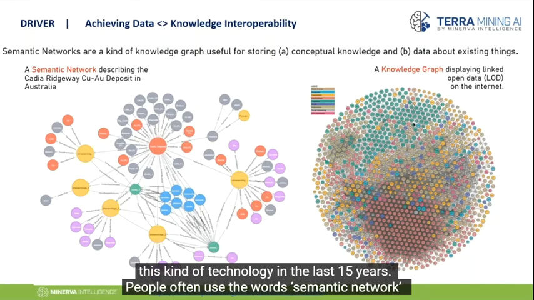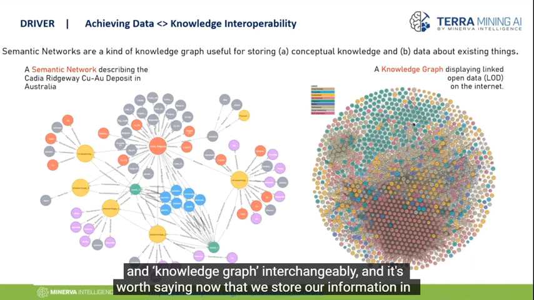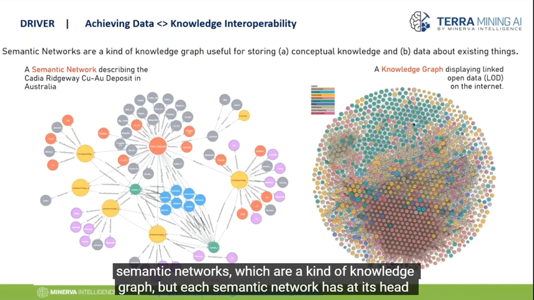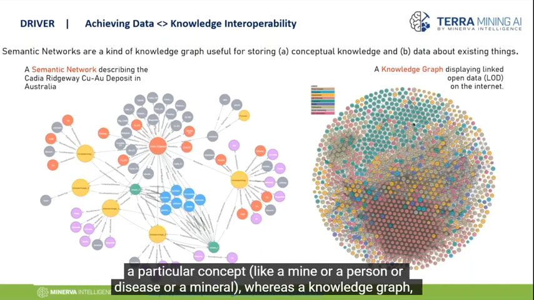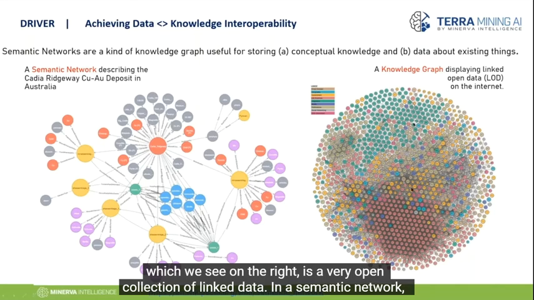There's been a blossoming of this kind of technology in the last 15 years, and people often use the words semantic network and knowledge graph interchangeably. It's worth saying now that we store our information in semantic networks, which are a kind of knowledge graph, but each semantic network has at its head a particular concept, like a mine or a person or a disease or a mineral. Whereas a knowledge graph, which we see on the right, is a very open collection of linked data.